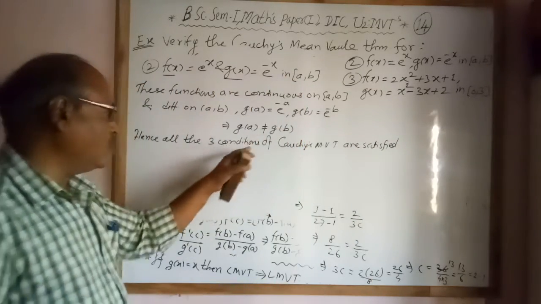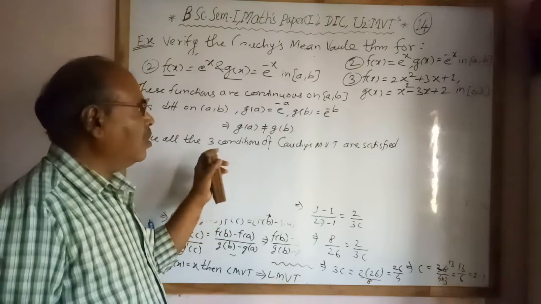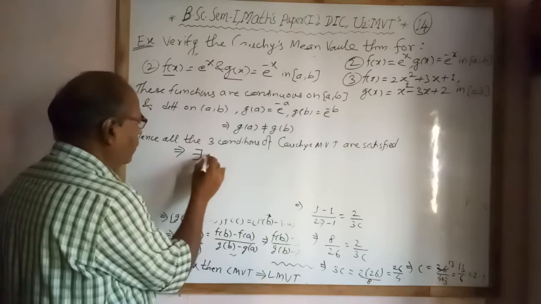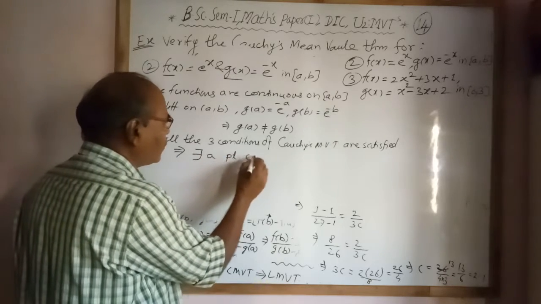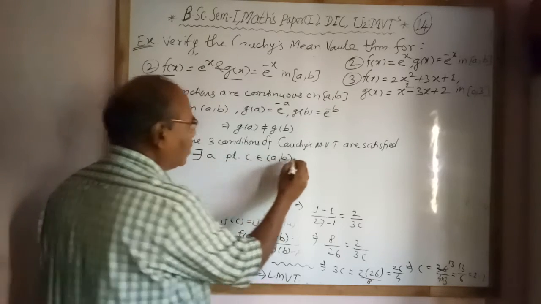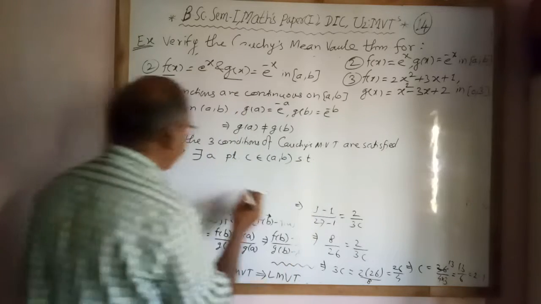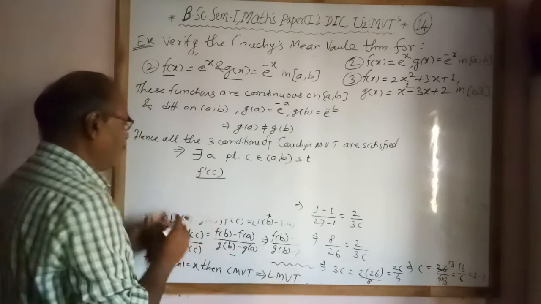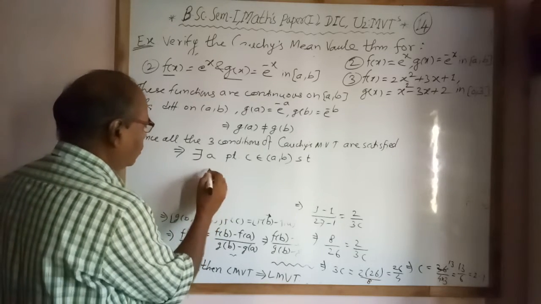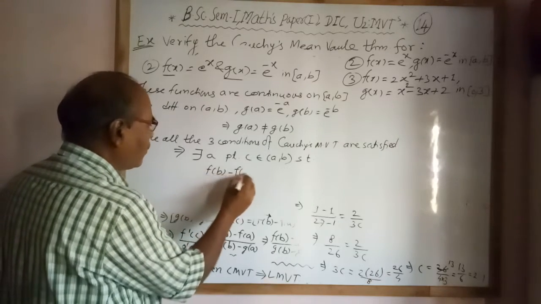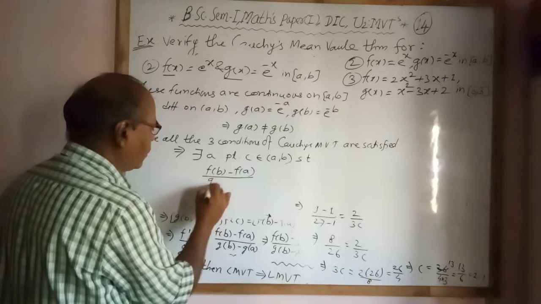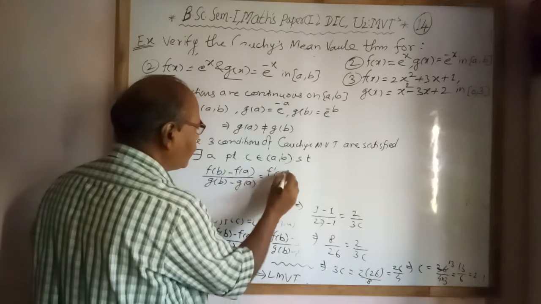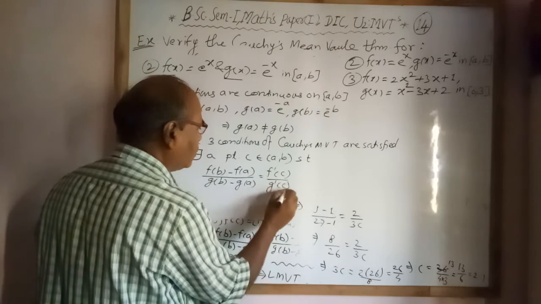Therefore, according to the Cauchy mean value theorem, there exists a point c which belongs to the open interval (a, b) such that f of b minus f of a divided by g of b minus g of a equal to f dash of c divided by g dash of c.